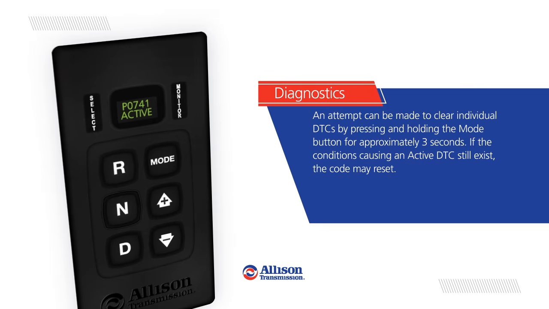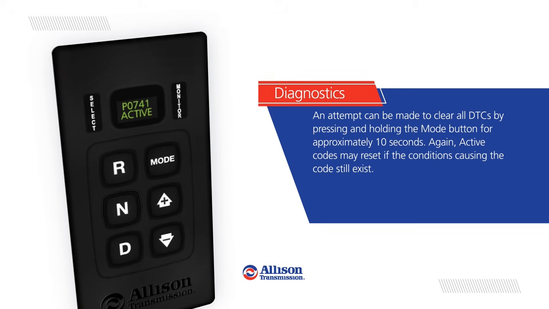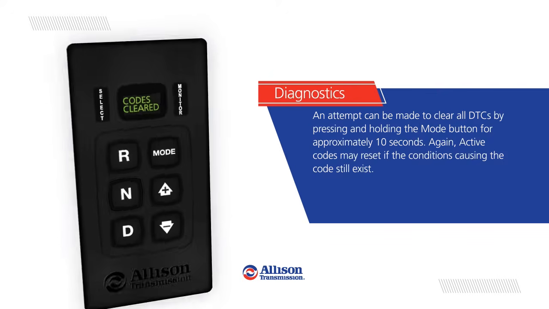An attempt can be made to clear individual DTCs by pressing and holding the Mode button for approximately 3 seconds. If the conditions causing an active DTC still exist, the code may reset. An attempt can be made to clear all DTCs by pressing and holding the Mode button for approximately 10 seconds. Again, active codes may reset if the conditions causing the code still exist.